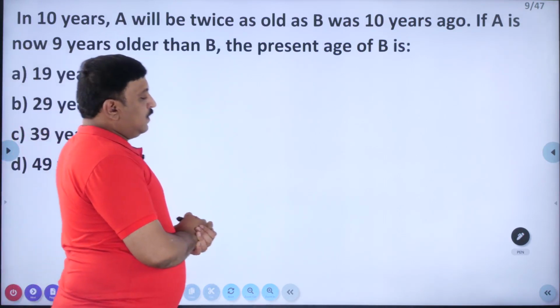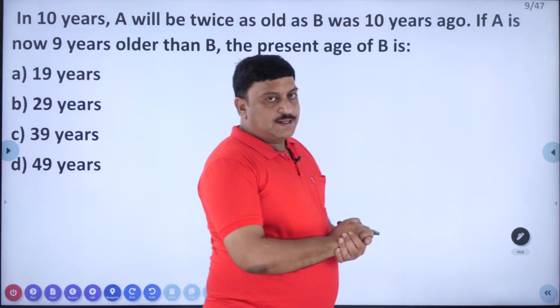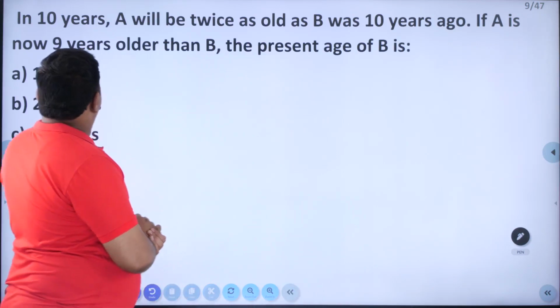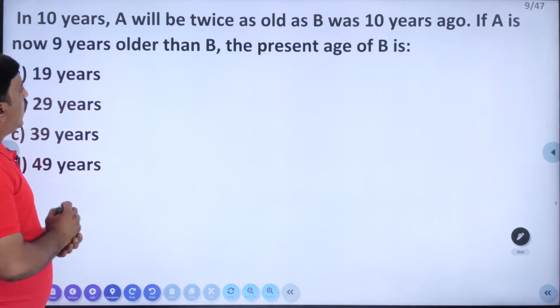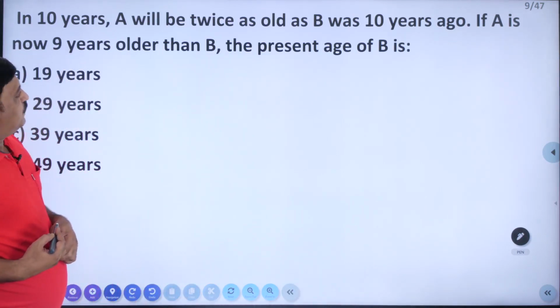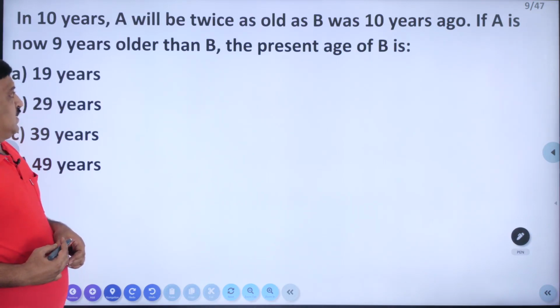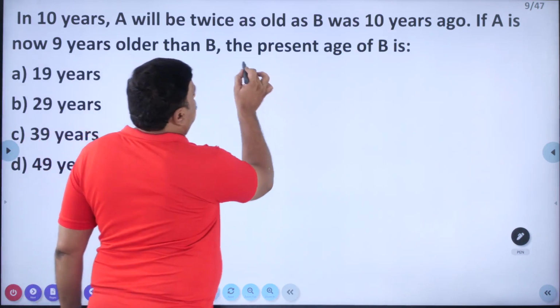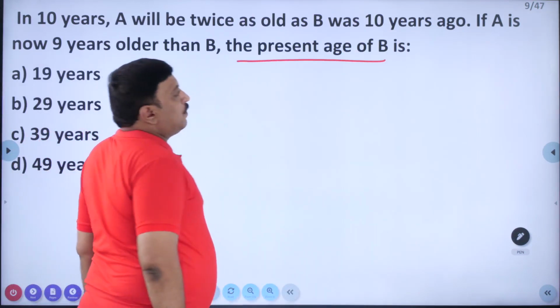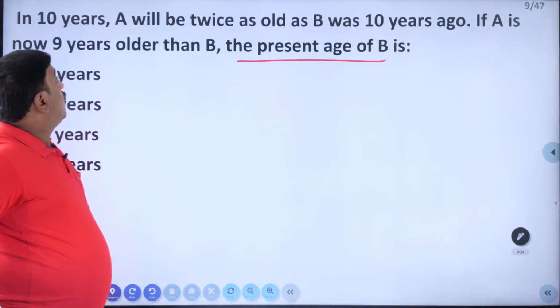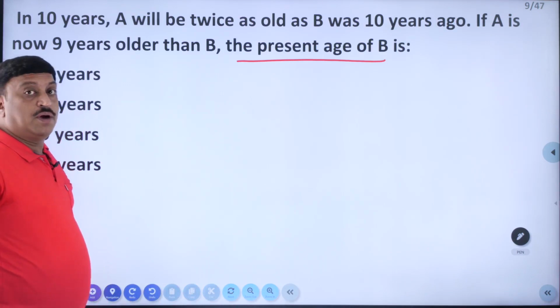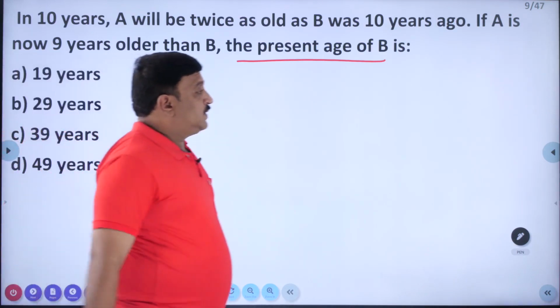Yes. It's a good question. Let us see. In 10 years, A will be twice as old as B was 10 years ago. Wow. If A is now 9 years older than B, the present age of B is. Present age of B they are asking. But question is something typical. Right? See this one.